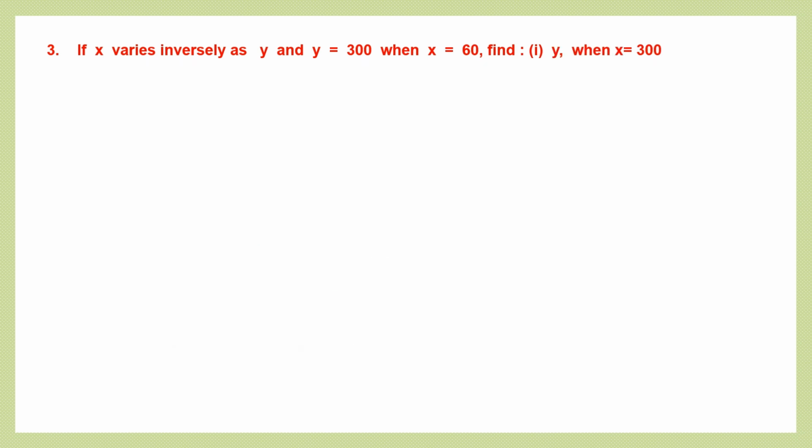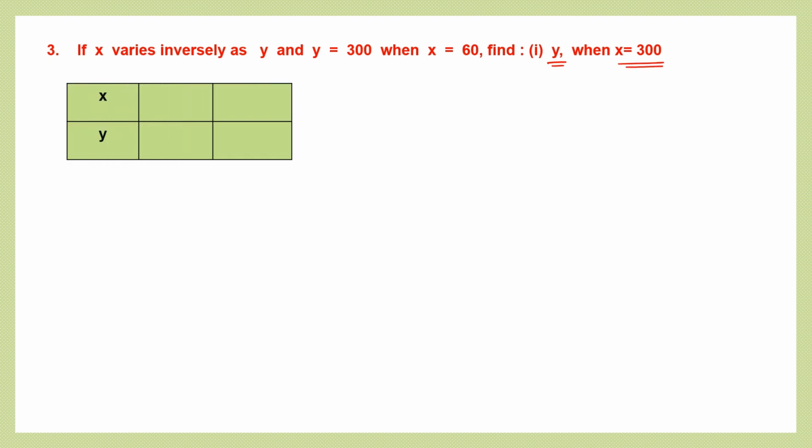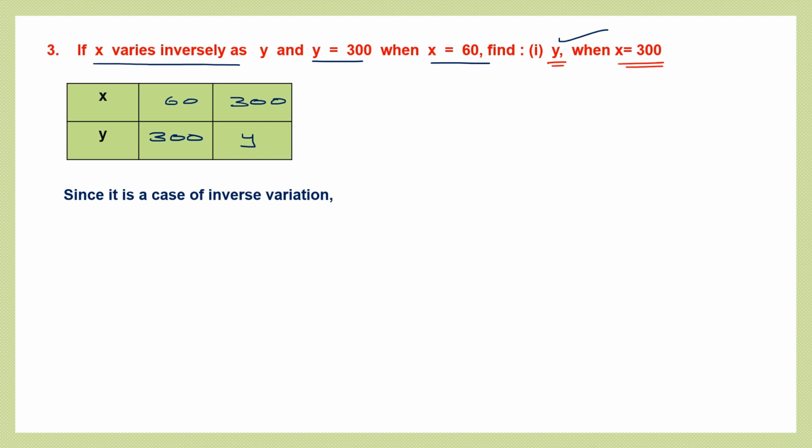Now here it's the same thing. This time we have to find y when x is 300. So let's get our table. So according to the table, when y is 300, x is 60. This time we have to find y. We don't know what y is. When x is 300. And here x varies inversely as y. So since it's a case of inverse variation, we say x1 into y1 is equal to x2 into y2. So x1 is 60 into y1 is 300 is equal to x2, which is 300, into y2, which is y.